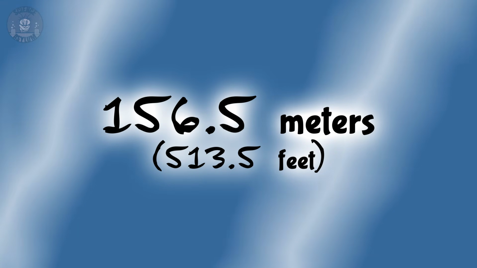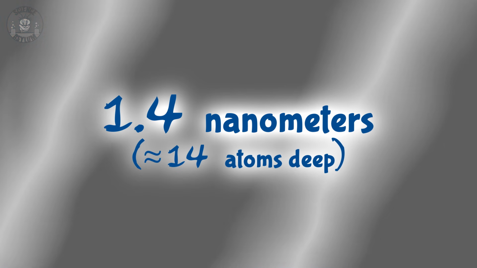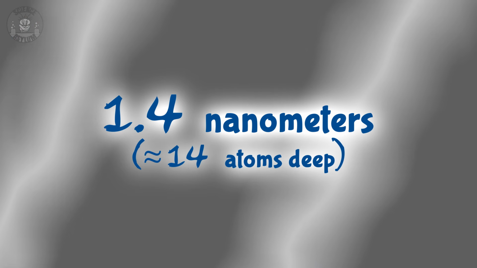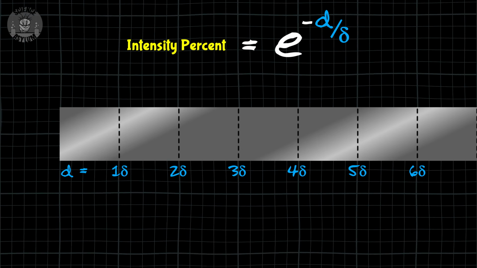I've calculated a couple of these depths just so you can get some perspective. The penetration depth for glass is 156.5 meters. That's over 500 feet. For a silver mirror, it's 1.4 nanometers. That's drastically different from glass. So it goes in that far and just stops? Well, no. The light intensity drops off exponentially. A penetration depth of 1.4 nanometers means that for every 1.4 nanometers the light goes into the silver, the intensity goes down by a factor of e.